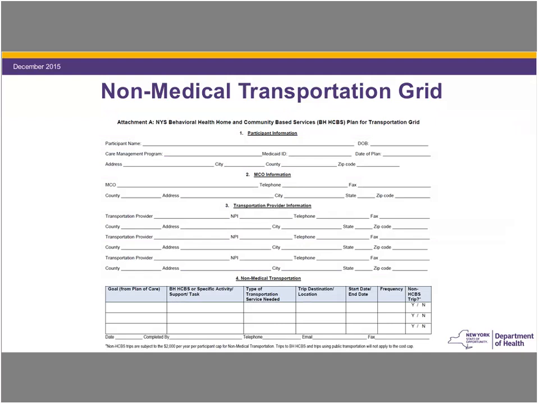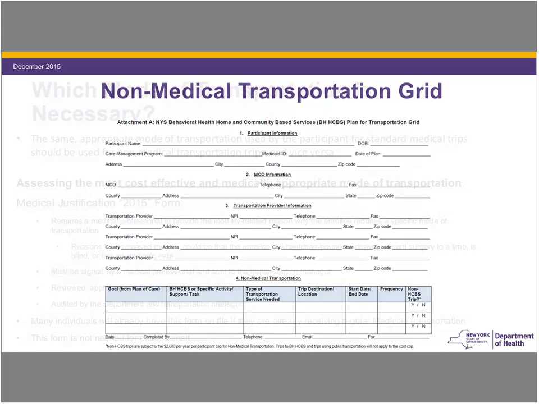So this grid here just includes participant information, the plan information, the transportation provider information, and then a grid with the types of trips, indicating whether or not they are non-HCBS trips, because again, those trips, the non-HCBS trips, will count toward the $2,000 per year per participant cap.